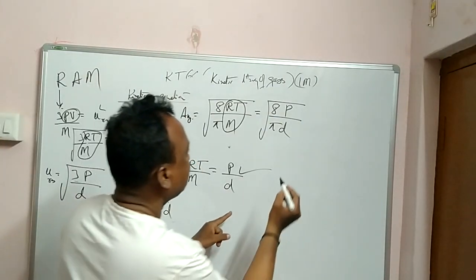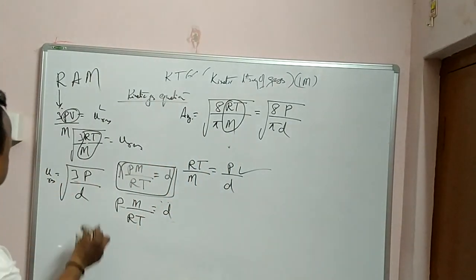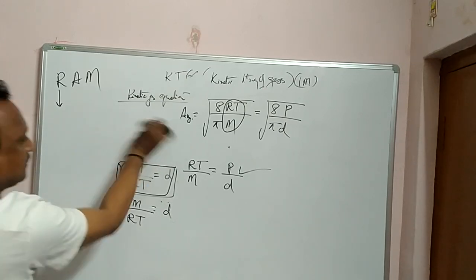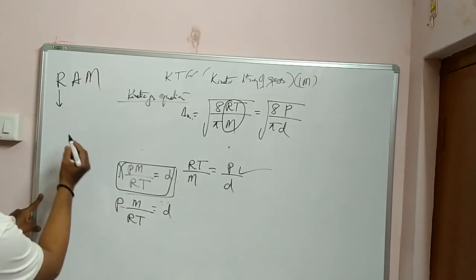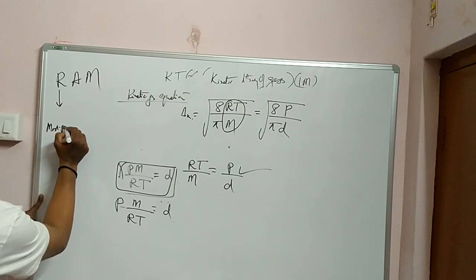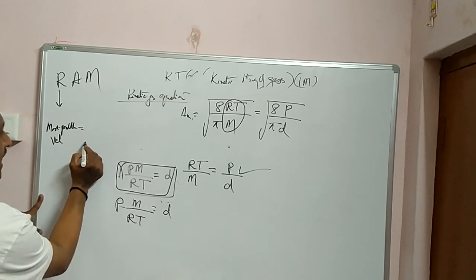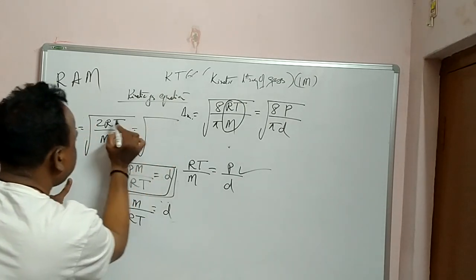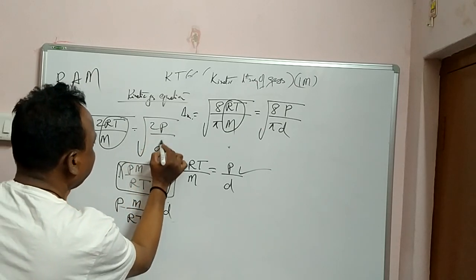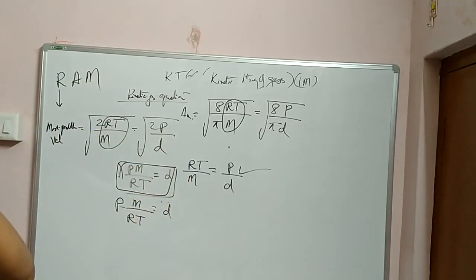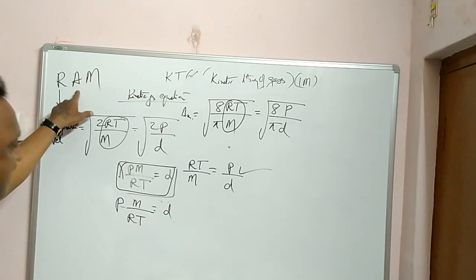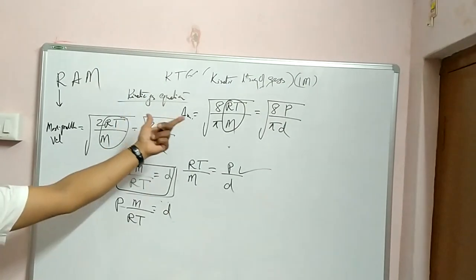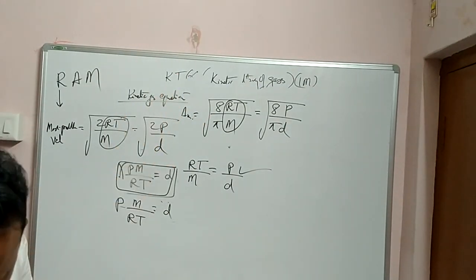Last one, most probable velocity. Most probable velocity is given by root over 2RT by capital M. And this again in terms of density, same, pressure and density, 2P by D. So these three equations are very, very important. RAM: RMS velocity of the gas molecules, average velocity, and lastly, most probable velocity. And these equations are given in terms of pressure and density and also in the form of temperature, gas constant and molecular mass.